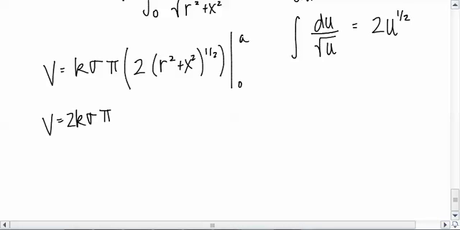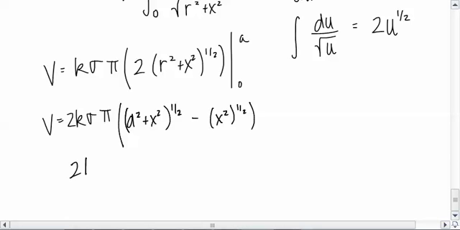Oh, can I put the 2 out in front? Is that okay? I'll do it one step at a time. So we'd have a squared plus x squared to the 1/2, minus x squared to the 1/2. Did I do that correctly? So then 2k sigma pi times the square root of a squared plus x squared, minus x.